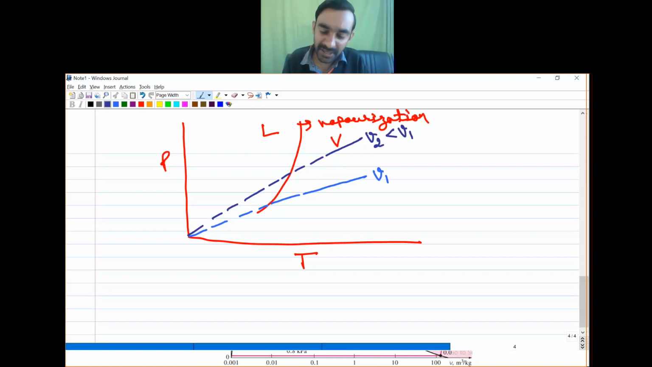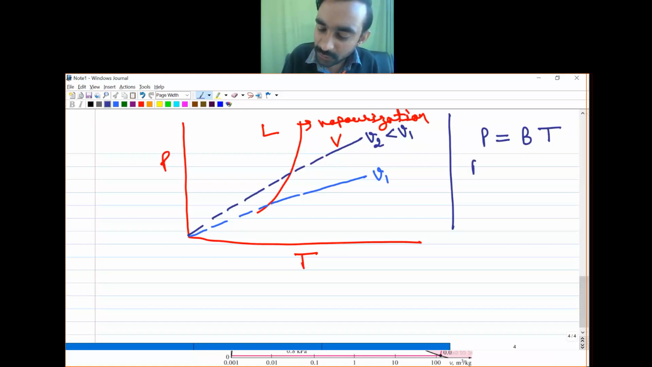Okay, so if pressure is more, obviously our fluid will be more dense and it will have less specific volume. Now if you want to see the equation for this particular type of behavior, our pressure will be nothing but B times T, where B is the slope of the line. While the value of B is increasing, the specific volume is decreasing.